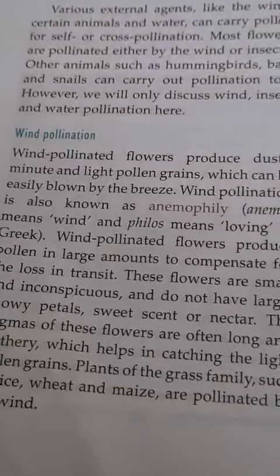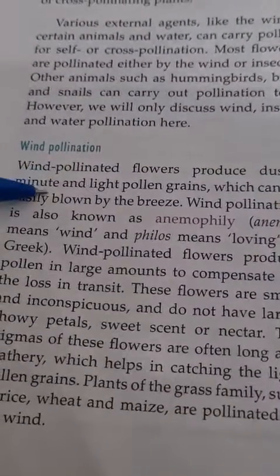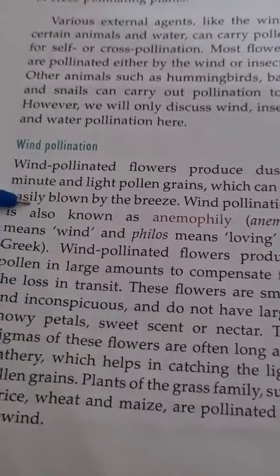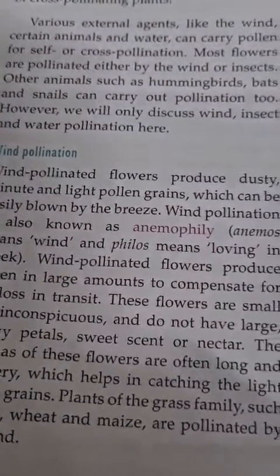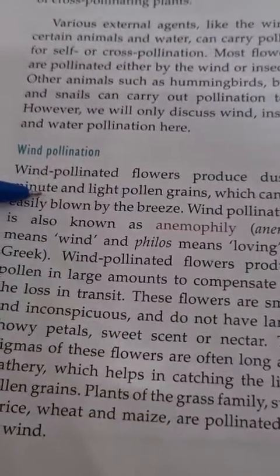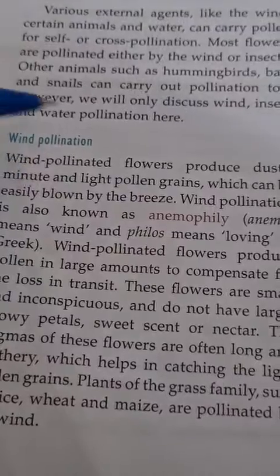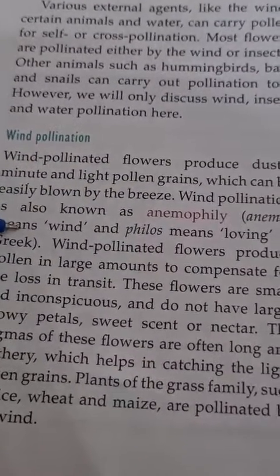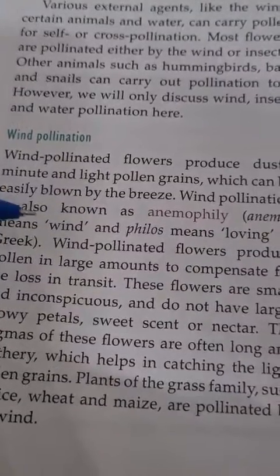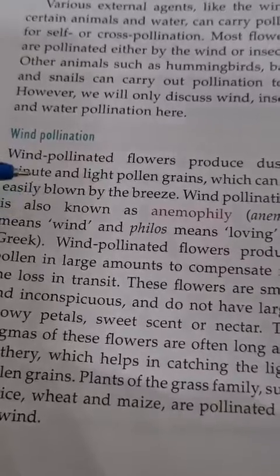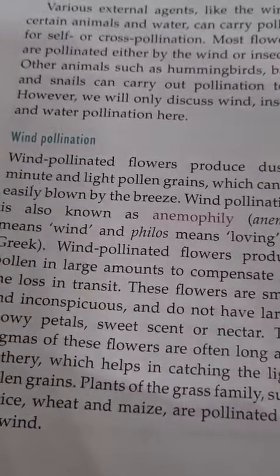Now, starting with wind pollination. Wind-pollinated flowers are the flowers where pollen grains are transferred from anther to stigma by means of wind. Means wind carries pollen grains from one flower to another flower growing on another plant of the same species. Wind pollination is also called anemophily. Anemos means wind and philos means loving, wind-loving.